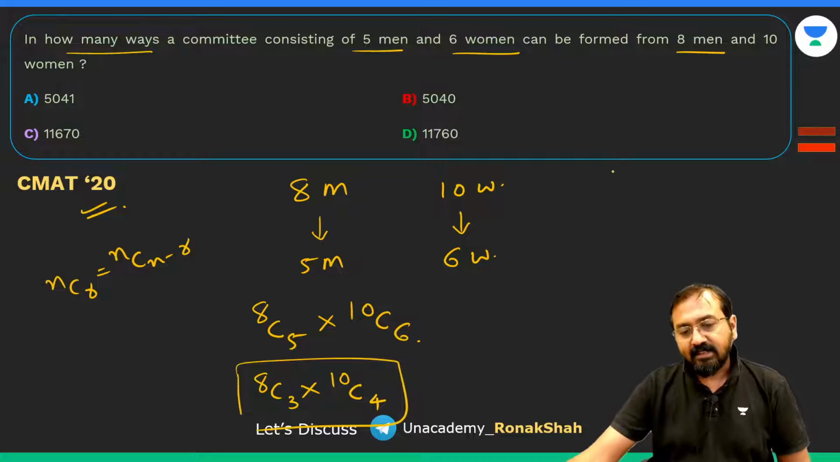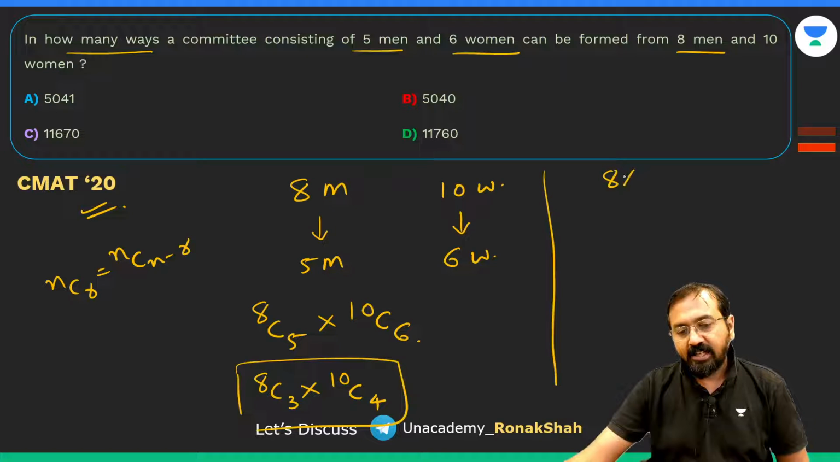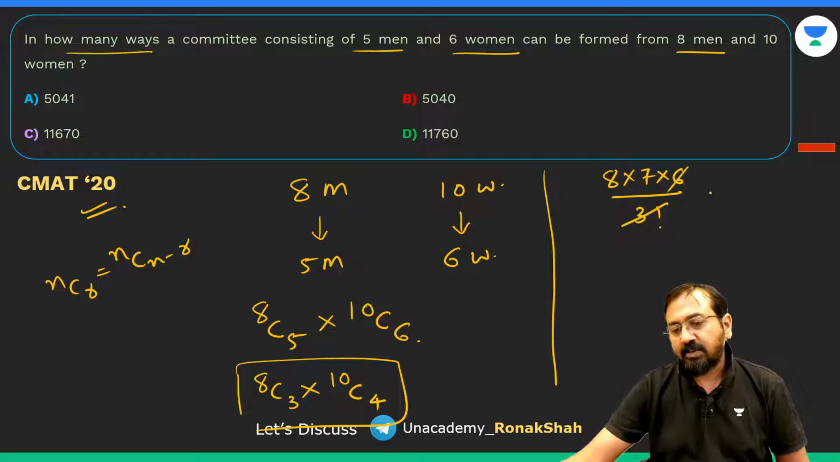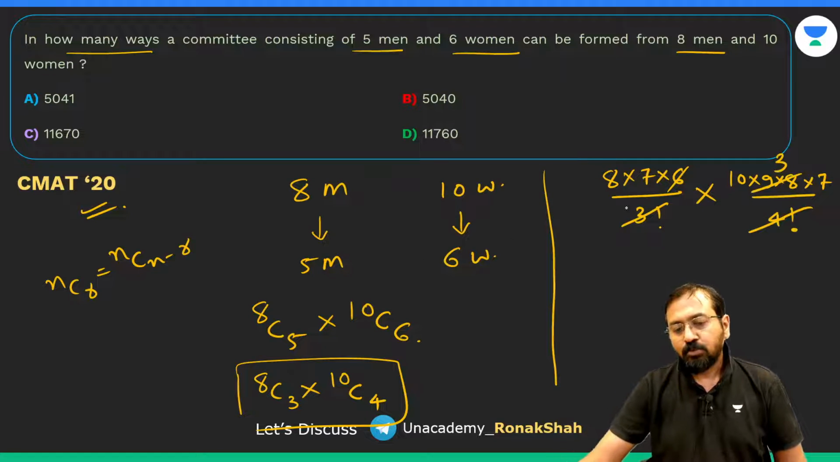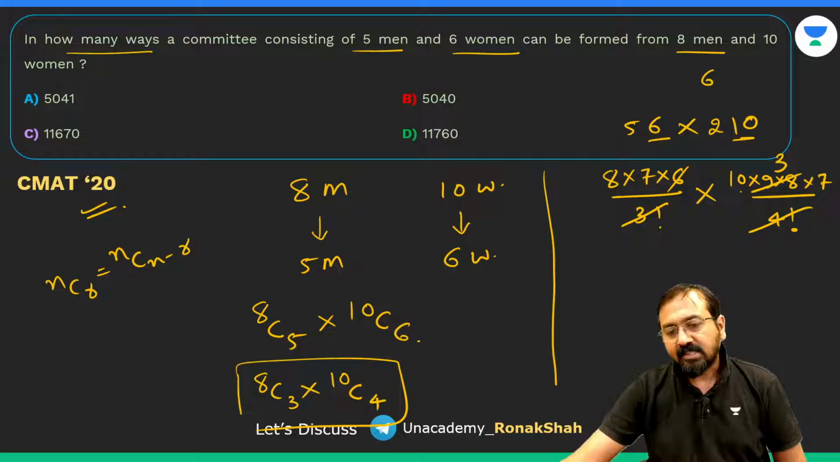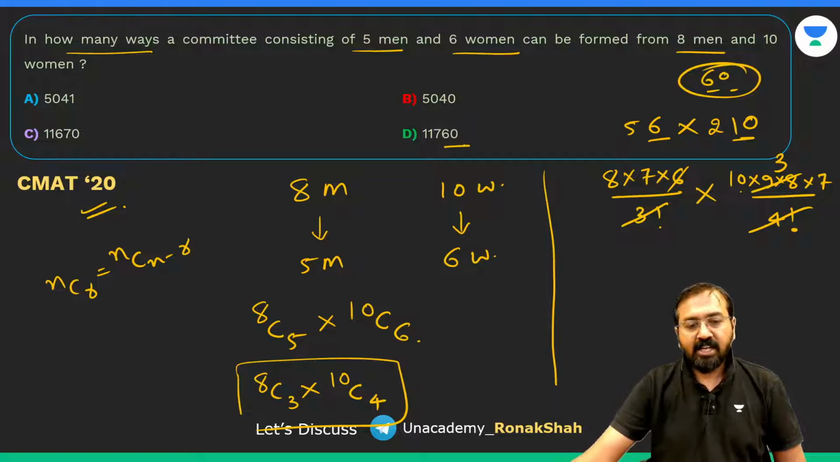Now what is 8C3? Can I say 8C3 is 8 into 7 into 6 divided by 3 factorial. So this 3 factorial is 6, it will get cancelled off. Into 10C4, which is 10 into 9 into 8 into 7 divided by 4 factorial. 4 factorial is 24. 24 3s are 72. So basically what we got is 8 into 7, that is 56, into 10 3s are 30, 7 times 30 is 210. So my last 2 digits will be 60, and there is only one option ending with 60.